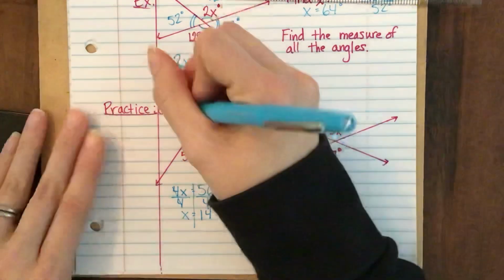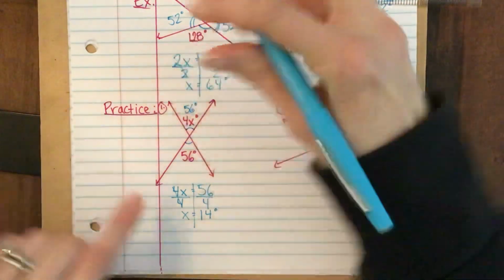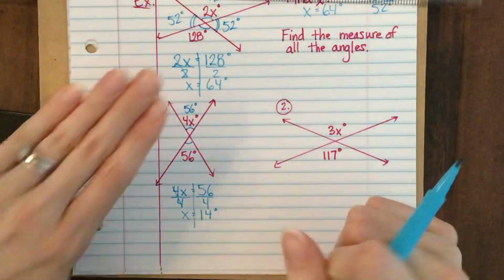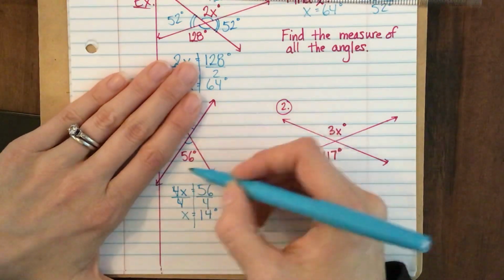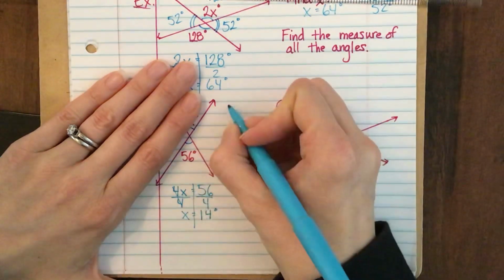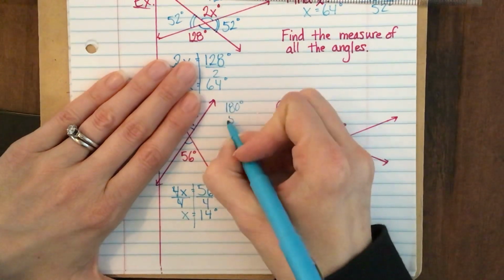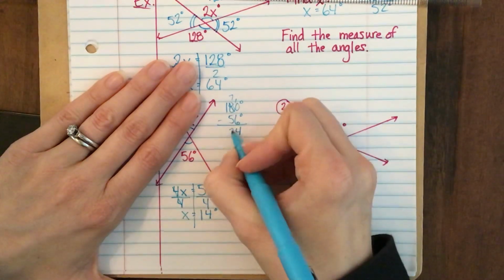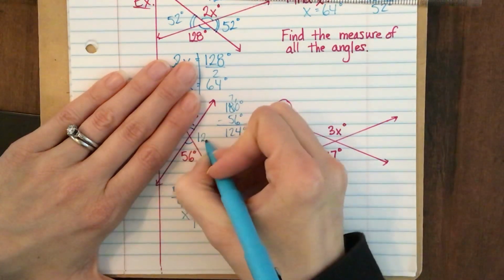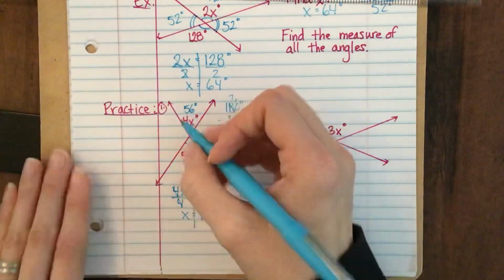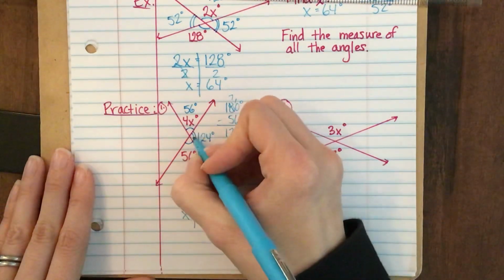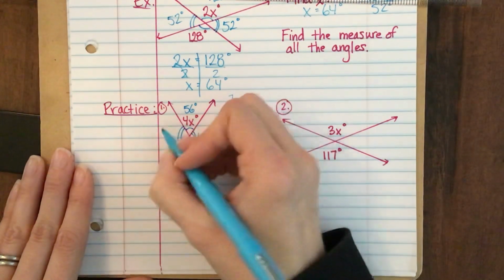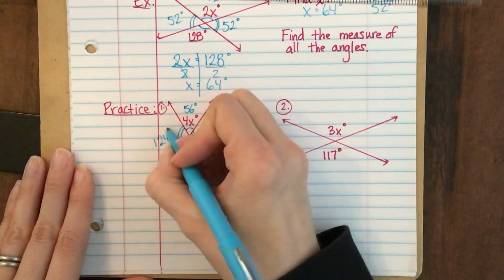Well, 4 times 14 we already know is going to be 56 because these are vertical angles, which means that they are congruent. They have the same measure. Now I'm going to ignore this for a moment. This is supplementary. So to find the measure of this angle, I'm just going to subtract 56 from 180. Okay, 124 degrees. Now this right here is a vertical angle to this angle over here. So if this is 124, this is also going to be 124 degrees.